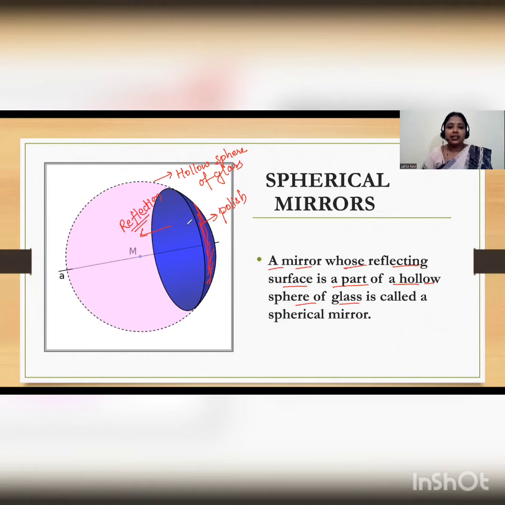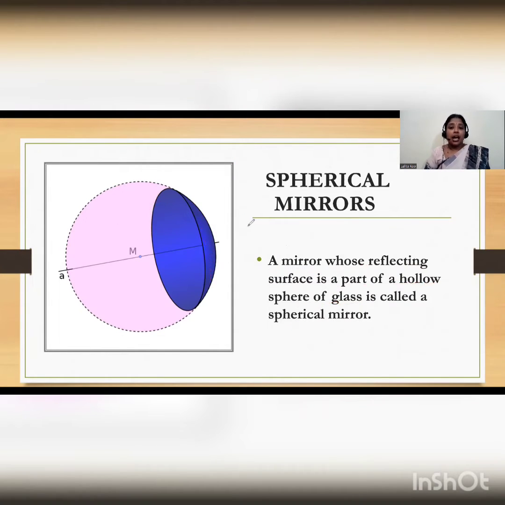When the inward part is used for reflection, it is called a concave mirror. In general terms, we call it a spherical mirror, because it is a part of a hollow sphere of glass and acts as a mirror. So a mirror which is a part of a hollow sphere of glass and acts as a mirror is known as a spherical mirror.